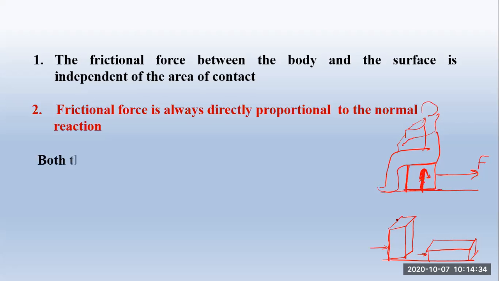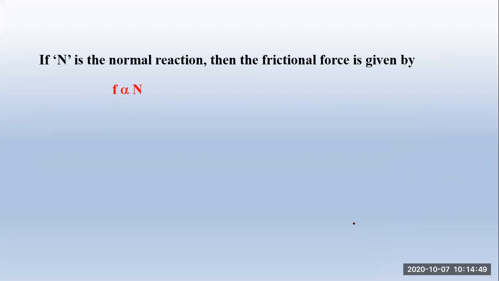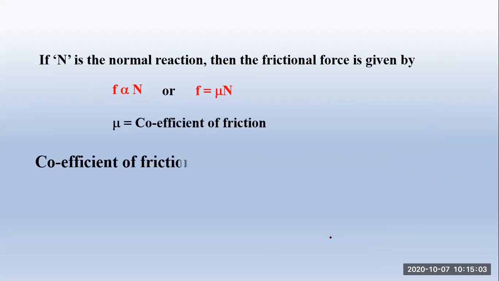Okay, next is both these laws are applicable to static as well as kinetic. So these two laws which we discussed above are applicable for kinetic as well as static friction. If N is the normal force, then the frictional force is given by F proportional to N. The friction force is proportional to normal. And if you write the proportionality constant, F equal to mu N. And what is this mu? The mu is called coefficient of friction.